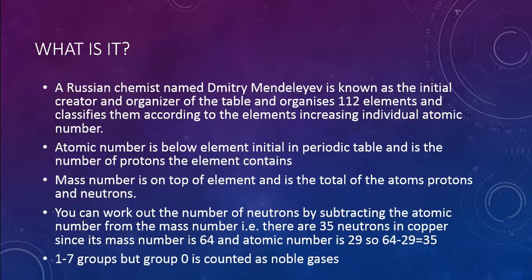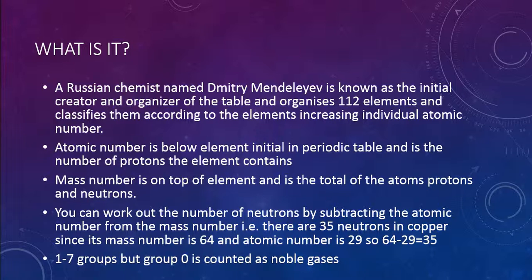So what is it? A Russian chemist named Dmitri Mendeleev created the periodic table and organized the 112 elements according to their increasing atomic numbers. That's why hydrogen is at the top left of the periodic table, because it has the lowest atomic number, whereas the element on the bottom right most likely has the highest atomic number. The atomic number is below the element in the periodic table and is the number of protons.